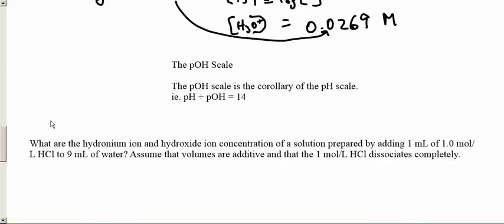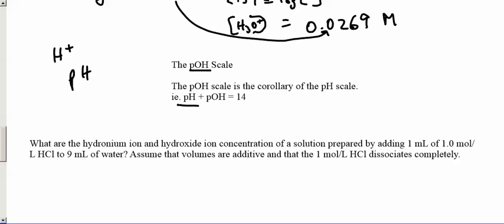Now, it would be horrible if there was a pH scale, H meaning kind of representing H plus, even though we talked about never having H plus and it always being H3O plus. It would be terrible if there was a pH scale and there's not a pOH scale, but yay, there is. It's kind of the opposite of the pH scale.